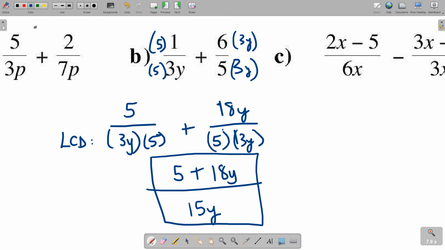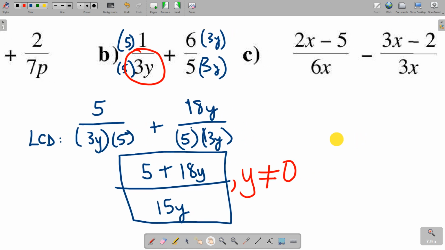Oh, wait. We had a variable in the denominator. It's a monomial, so it's fairly easy. Y can't be 0. Scooting along here.